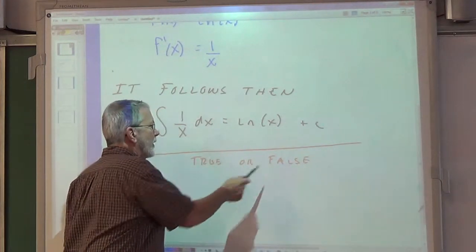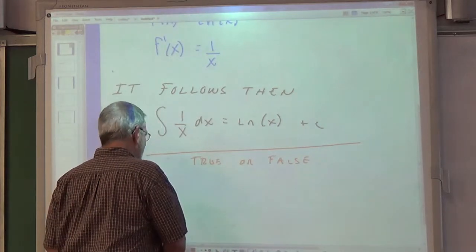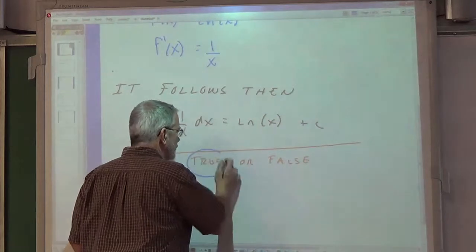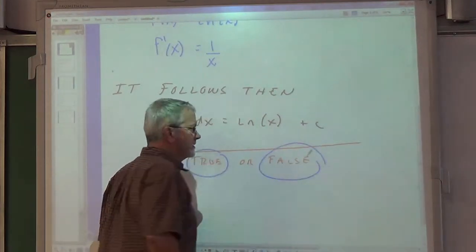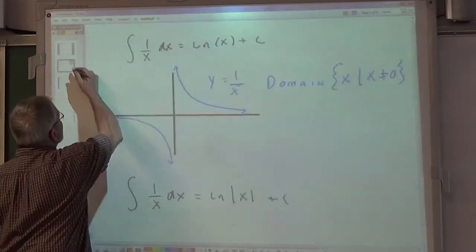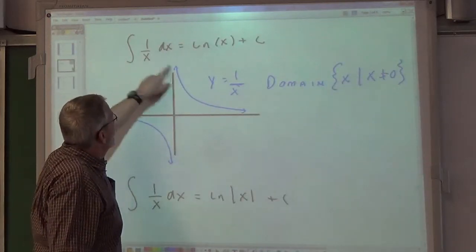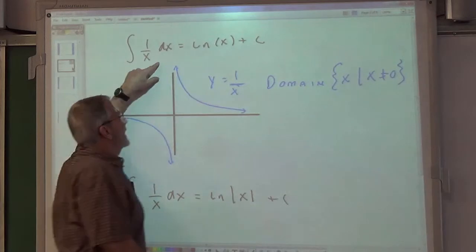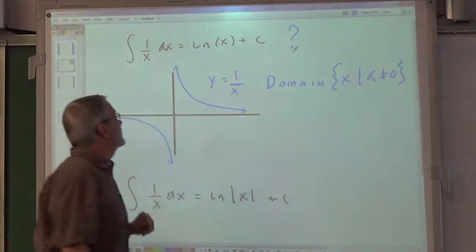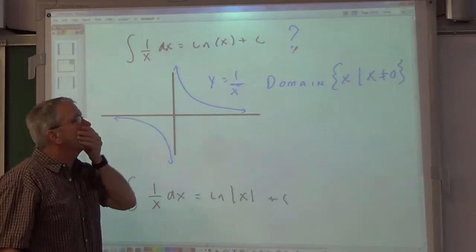Well, is that true or false? And let's think a little bit more about that. If I look at the graph of ln of x, this is my claim here. This is what I have a big question mark on. Is that true? Is the antiderivative of 1 over x ln of x?